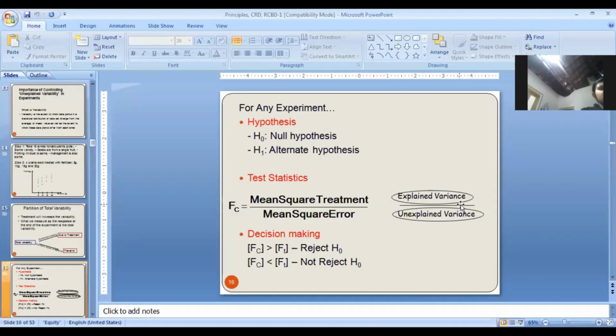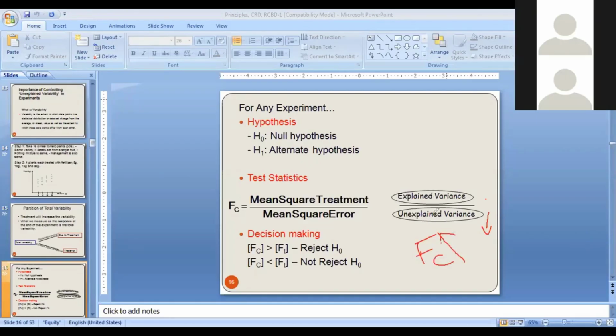Whenever the unexplained variation is lower, what is the advantage? Even if you don't touch the explained variation, if you have a lower value for unexplained variance, what will happen to the calculated value? The calculated value will increase. So if the calculated value increases, what is our decision making process?